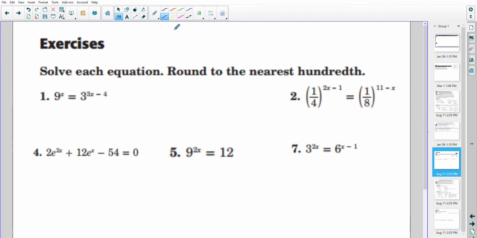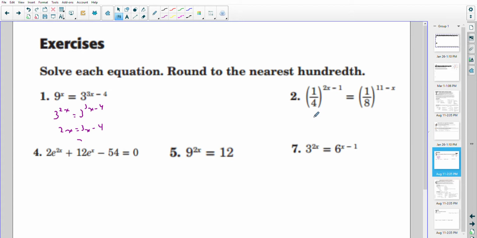First thing that we're going to want to do is try to get the bases the same. And when we get the bases the same, then those exponents have to be the same. You can see we can do 9 is 3 squared, and we already have a 3 as a base on this side. So now you just have an equation that's 2x equals 3x minus 4. Solve for x.